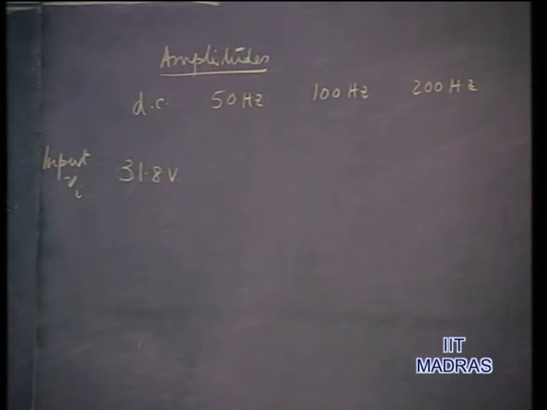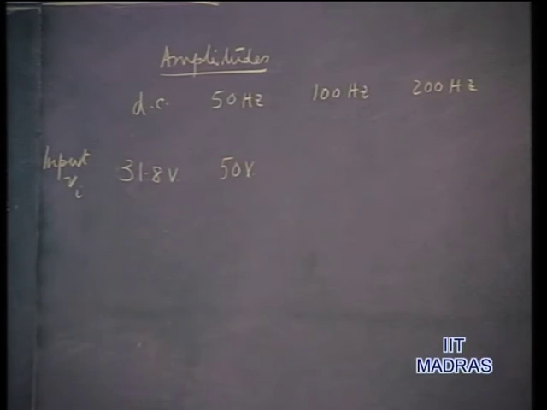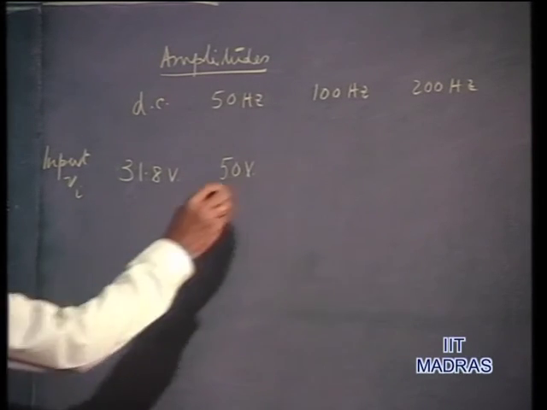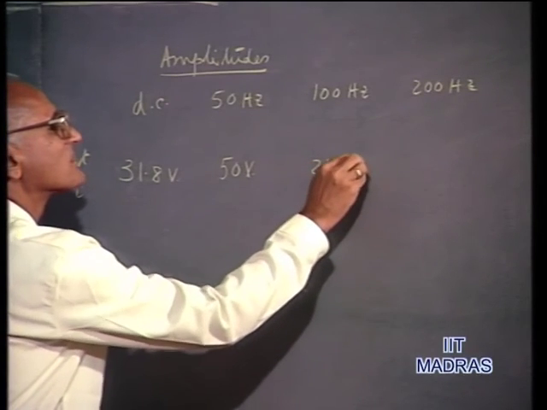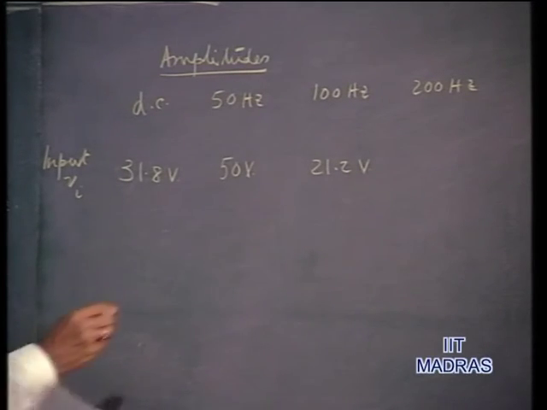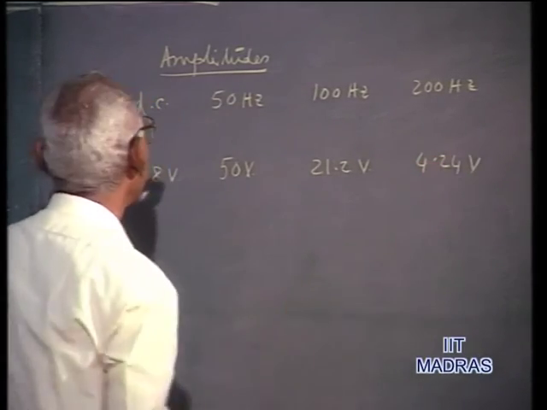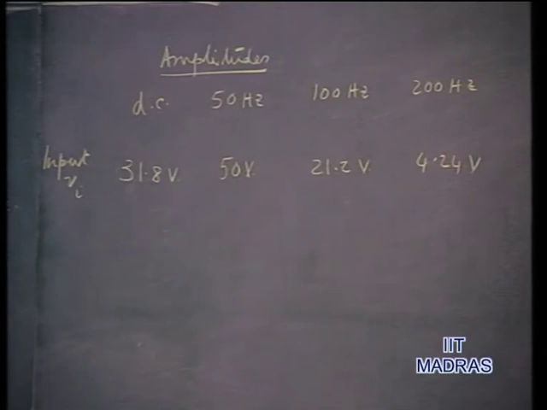The 50 cycles component is 50 volts. The 100 cycles component is 200 upon 3 pi, that is 21.2 volts. And the 200 hertz component is 200 upon 15 pi, that turns out to be 4.24 volts. So these are the amplitudes of the different harmonic components as far as the input is concerned.